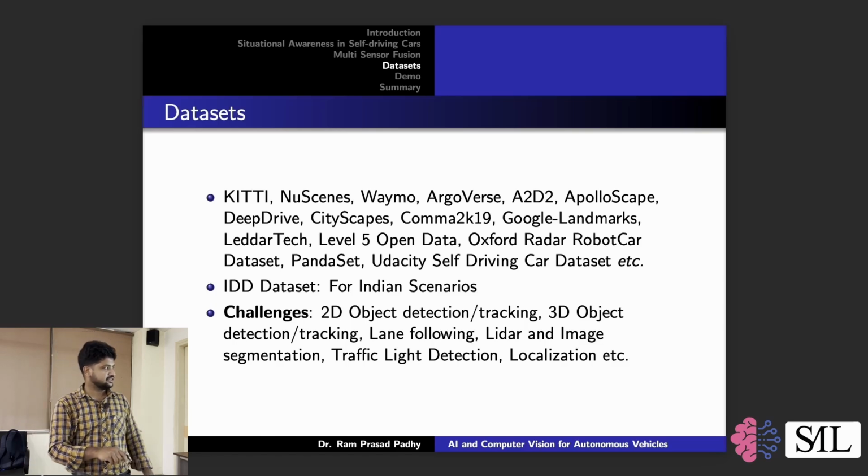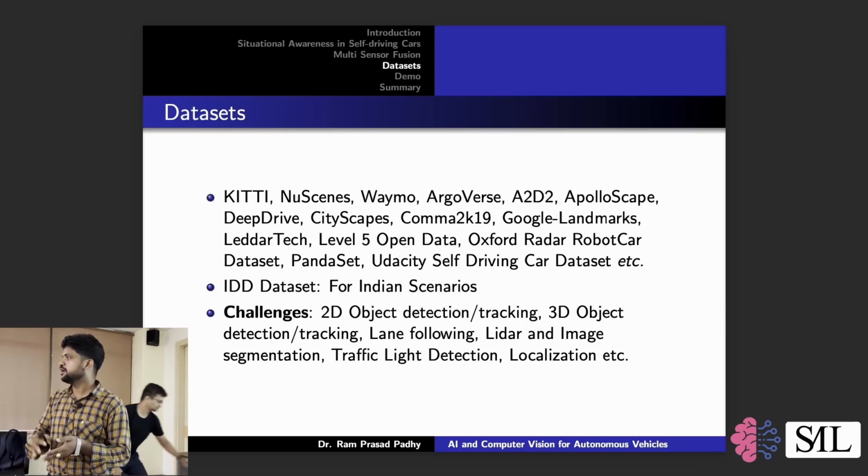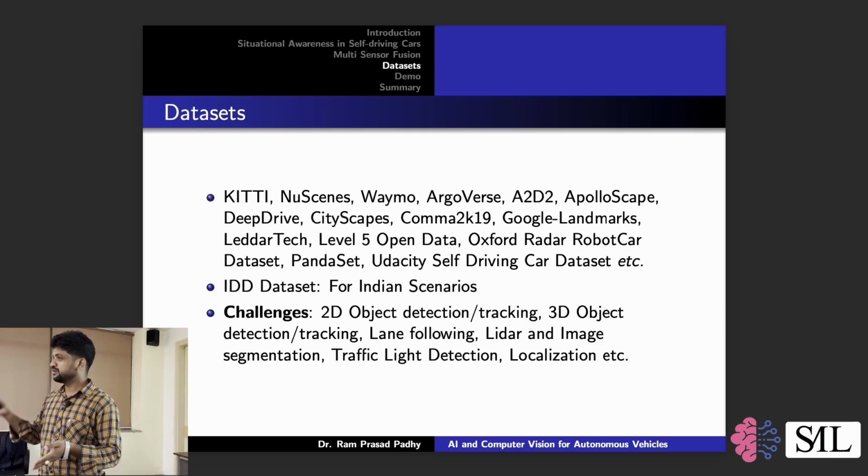Different challenges are there. As I told you, although 2D object detection is a very well-worked field where many researchers have worked, when it actually comes to the self-driving car environment, it is difficult.